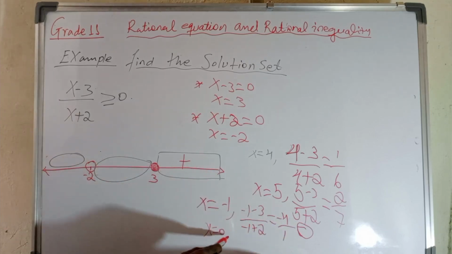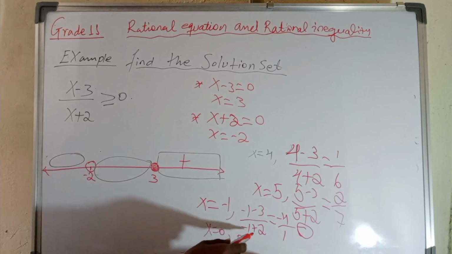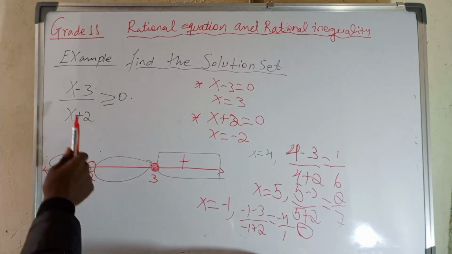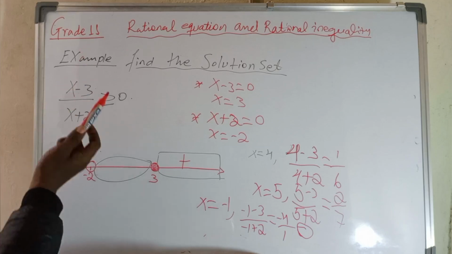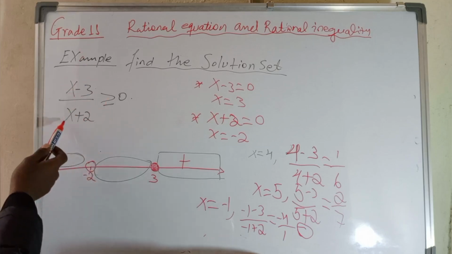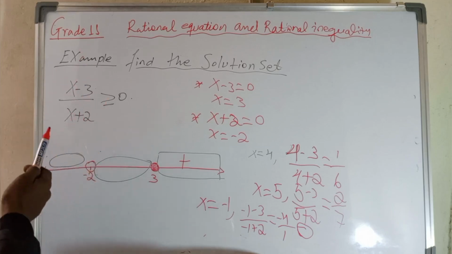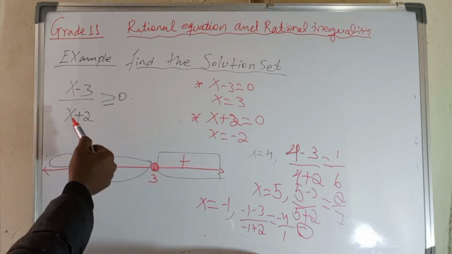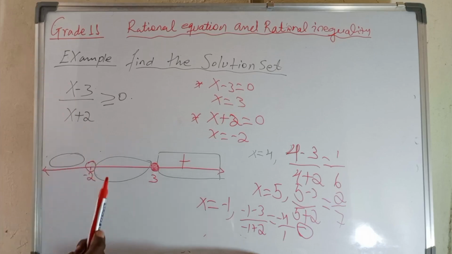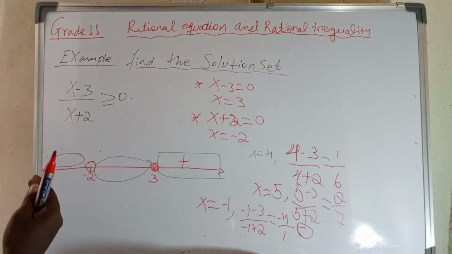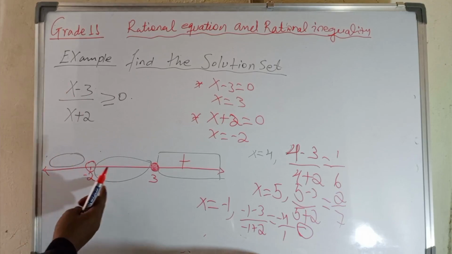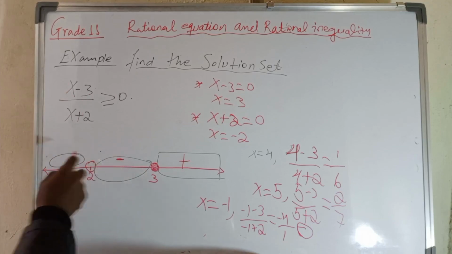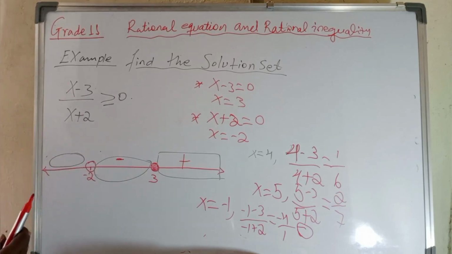Let's take another. x is equal to 0. 0 minus 3 is negative 3. 0 plus 2 is 2. Then negative 3 divided by 2. A negative number divided by a positive, we get a negative value. So the sign of the region between negative 2 and 3 is negative.